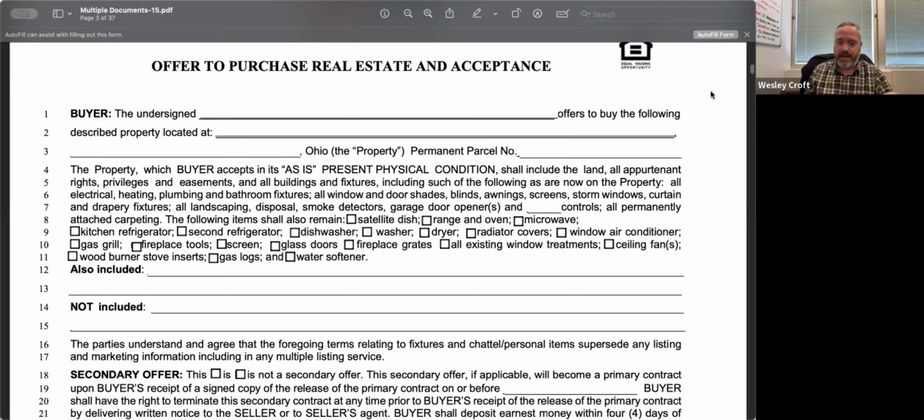Now, starting on line 8 through 11 is where you can start to check boxes based on what the seller said in the MLS that they were going to leave at the property. Most of the time, 98% of the time, it's the stove, the microwave, the fridge, the dishwasher. It's 50-50 on whether they're leaving the washer and the dryer, things like that.